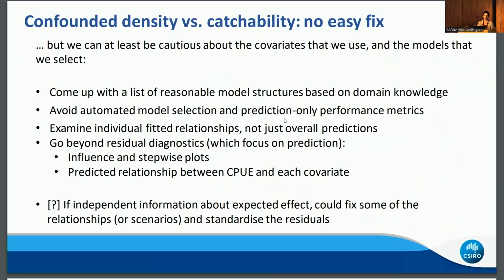So there's no easy fix if you have confounded density and catchability covariates, because we can only deal with the data that we have, but we can at least be cautious about the covariates that we use and the models that we select. So one thing we could do is avoid automated model selection and prediction-only performance metrics and come up with a list of reasonable model structures based on domain knowledge.